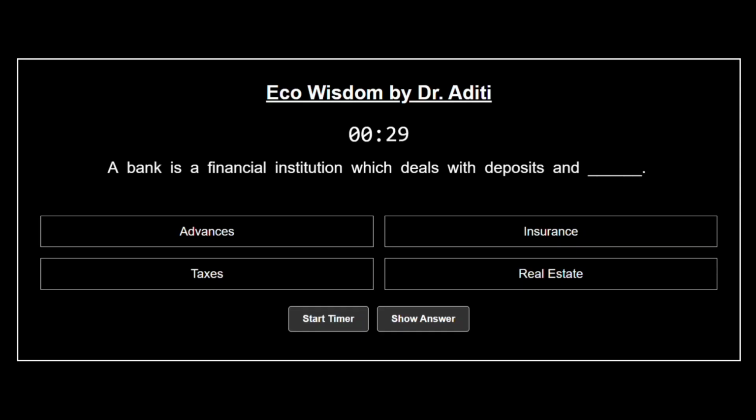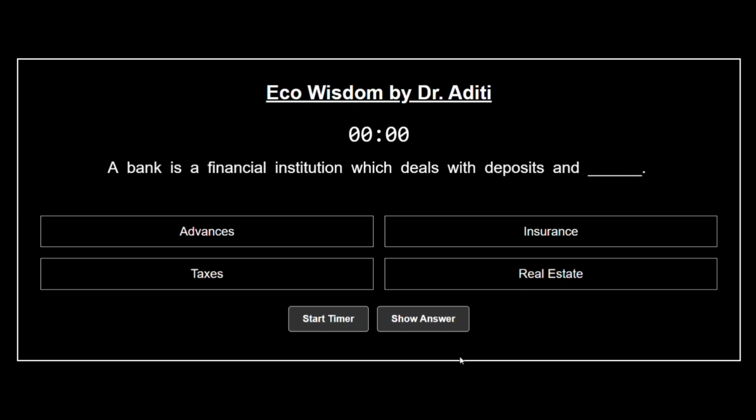I hope that you are quite familiar with the concepts of financial institutions, banks, and their functions. Out of these four options, what is the correct answer that you already know? Last 10 seconds to mark your answer. Yes, and it has stopped.